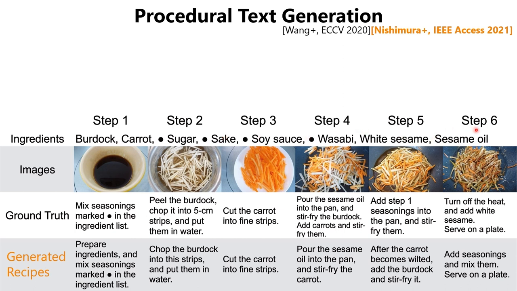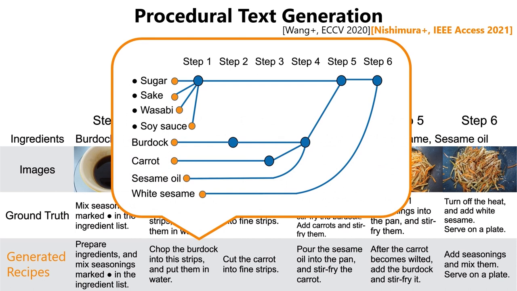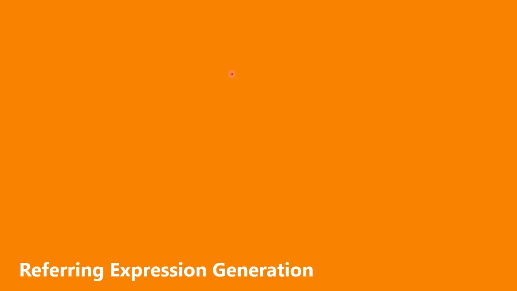In this research, for each step in a sequence of images and a list of ingredients, the process of estimating which ingredients came together at which step is done as a single structural data, and then a recipe caption is generated from that structure. The next group is referring expression generation.